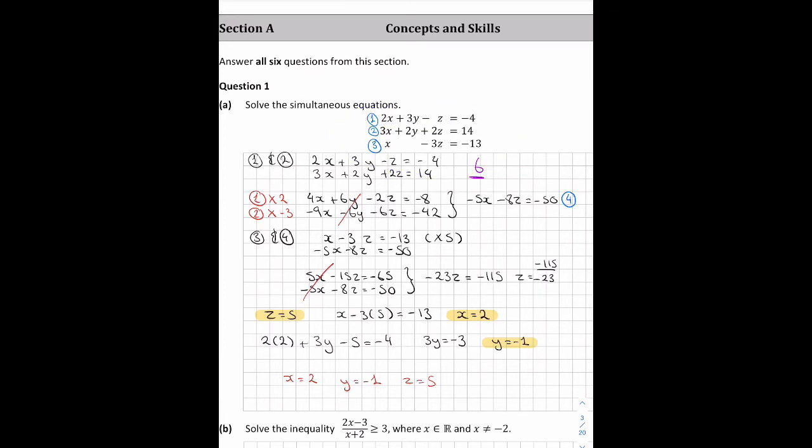And if you sub them into the left hand side of each equation, you should get the right hand side out, and that's how you know you're right. Perfect.